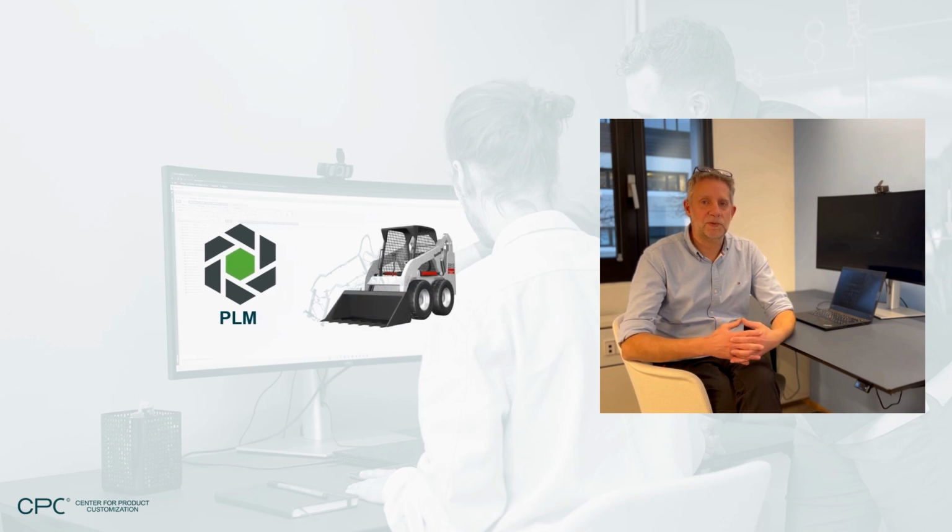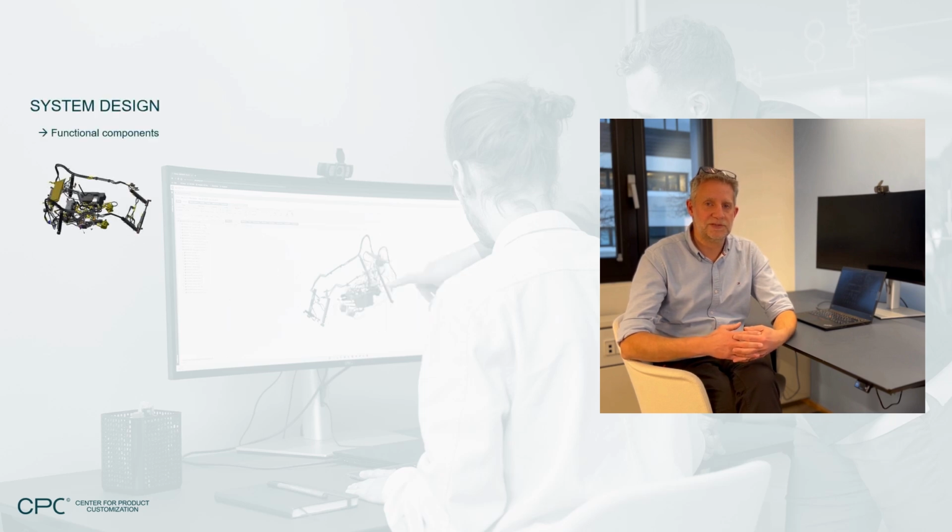In the video, we will demonstrate how you easily create module and system structures in Windchill by using a skid steer loader as an example. When designing a product, it's crucial to consider multiple perspectives to ensure a comprehensive and effective design process. One essential perspective is the system view. This view examines the product from a system perspective, focusing on its functional components.